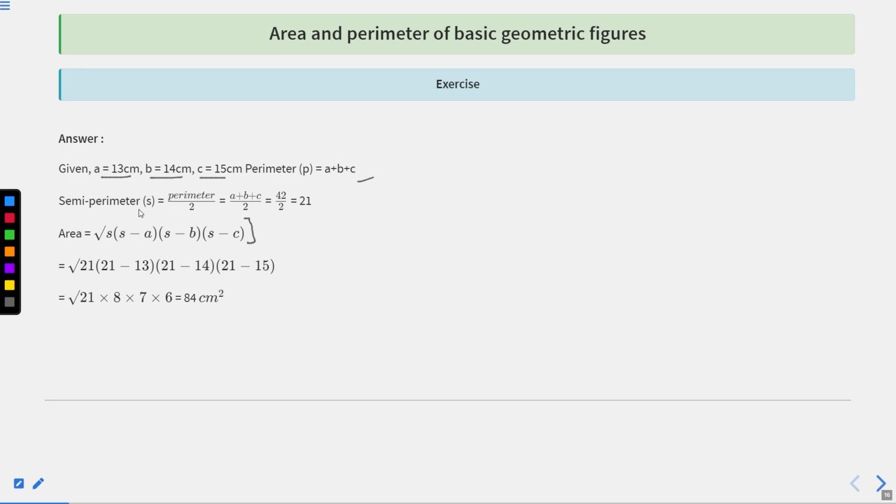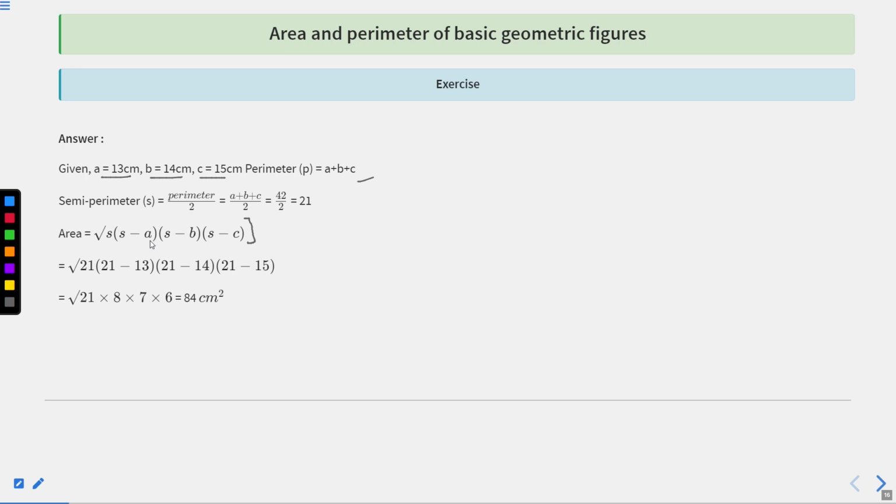So we can write S equal to perimeter upon 2. That will be A plus B plus C upon 2, equal to, taking the sum of all these three values, 42 by 2. That will be 21 centimeter. Next you have the area. You have to just substitute the values. You know S, you know A, you know B, you know C.